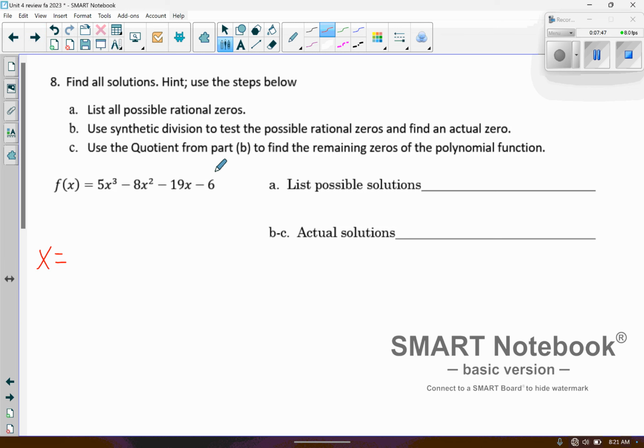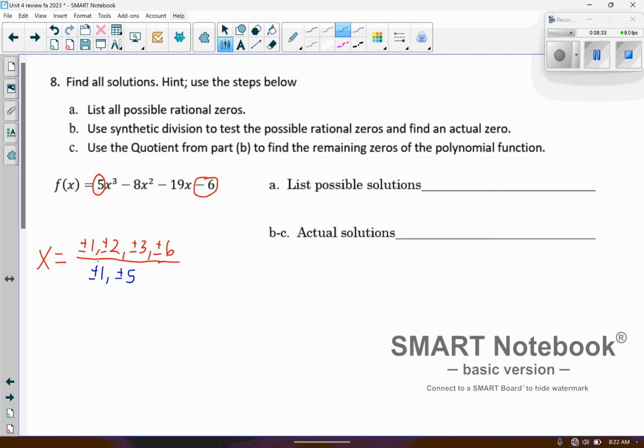So the first thing you have to do is list all your possible solutions. And the way we can do that is you have to list all the factors of -6 in your numerator spot divided by all the possible factors of 5 in your denominator spot. So essentially, you're looking for numbers that divide evenly into those numbers. So in the numerator, numbers that divide evenly into -6 would be positive and negative 1, positive and negative 2, positive and negative 3, and positive and negative 6. All those numbers would divide evenly into that -6. Then in the denominator spot, numbers that divide evenly into 5 would just be positive and negative 1 and positive and negative 5.